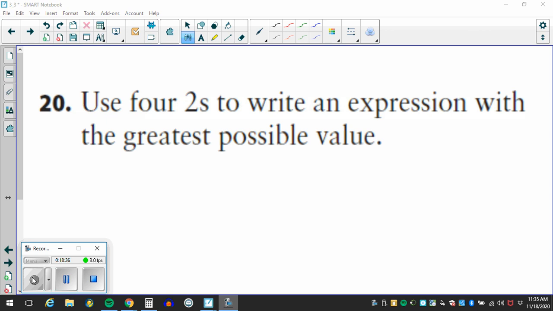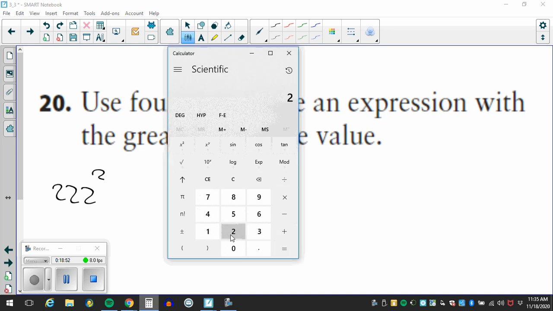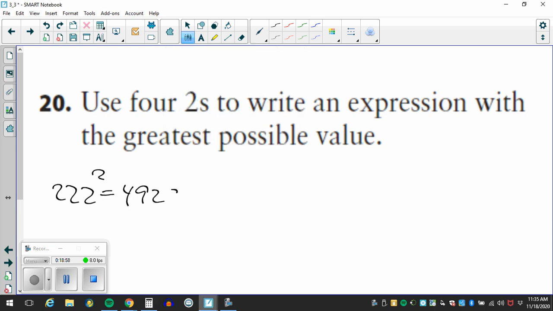And your last question says, use 4 2's to write an expression with the greatest possible value. So somebody came in and they did this one, 222 squared. Okay, so if I take that one, 222 x^y 2, I get a standard form of 49,284.